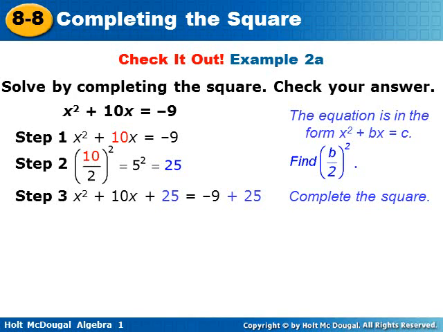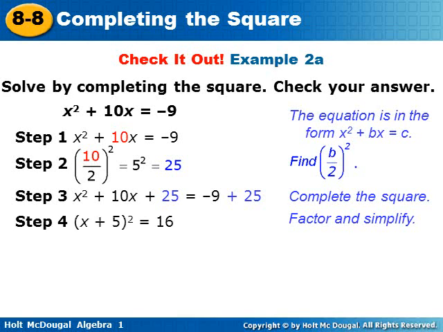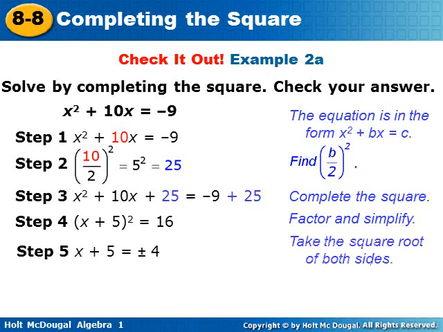That gives us a perfect square trinomial on the left-hand side. x squared plus 10x plus 25 equals negative 9 plus 25. So we're going to factor and simplify. That factors into x plus 5 squared equals 16. We're going to take the square root of both sides, and we get x plus 5, because the square and the square root cancel, equals plus or minus 4, because that's the square root of 16.